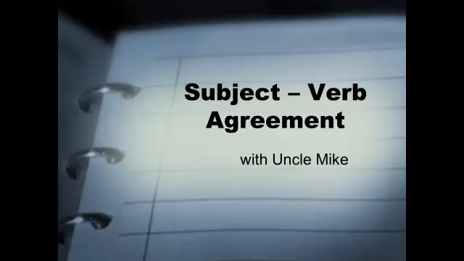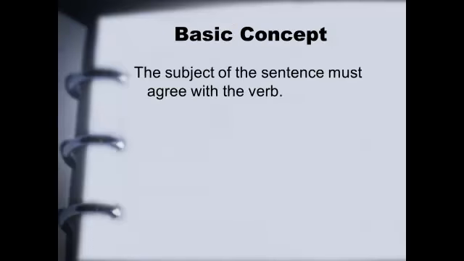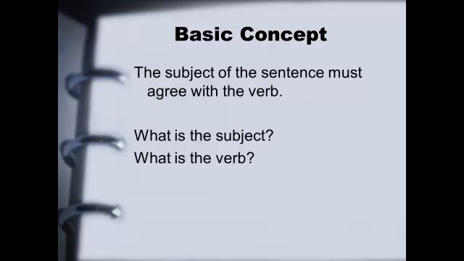This is something that causes problems with a lot of college writers, but it's really based on something they probably learned in grade 3, and I've just forgotten how to apply it. So let's go back to the basic concept. The subject of a sentence must agree with the verb. So we need to find what is the subject of a sentence. And the best way to do that is to find out what is the verb.